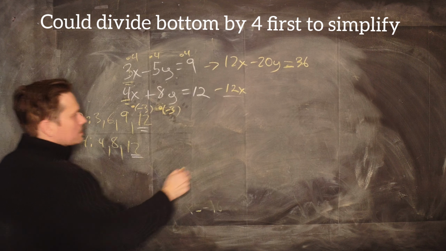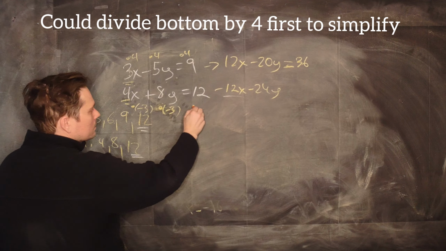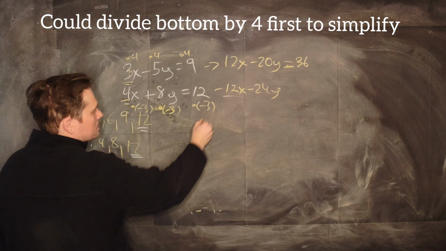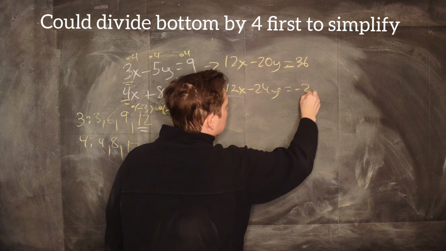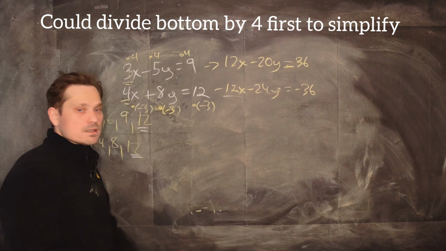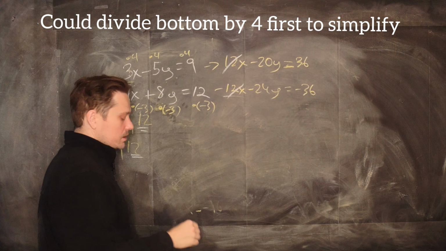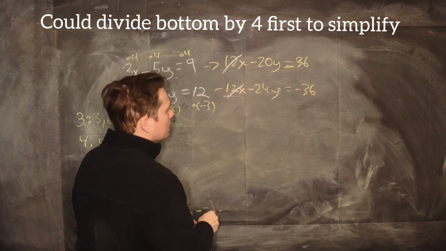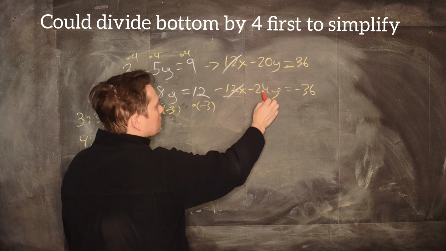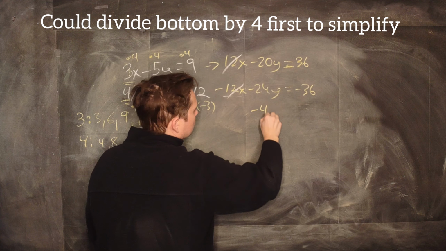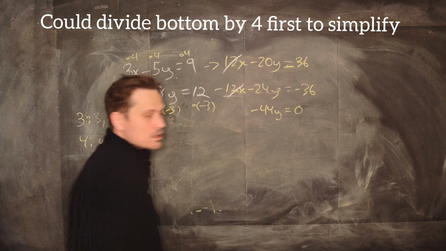8 times negative 3 is going to give you a negative 24y. And then lastly, multiply this by negative 3. So 12 times negative 3 is going to give us here a negative 36. That's our system. Now we can solve this. Look, 12x and negative 12x will cancel, which means all that will remain will be, let's see, negative 20y minus 24y is negative 44y. And this is equal to 36 minus 36, which is 0.